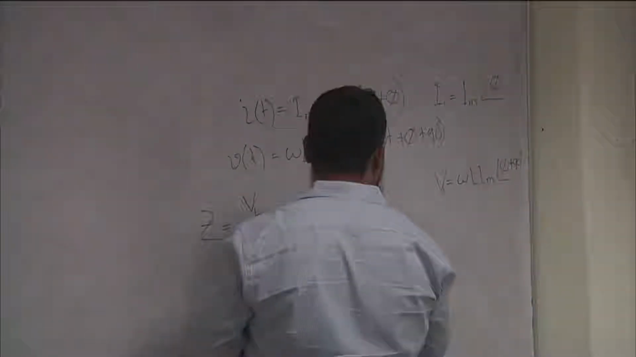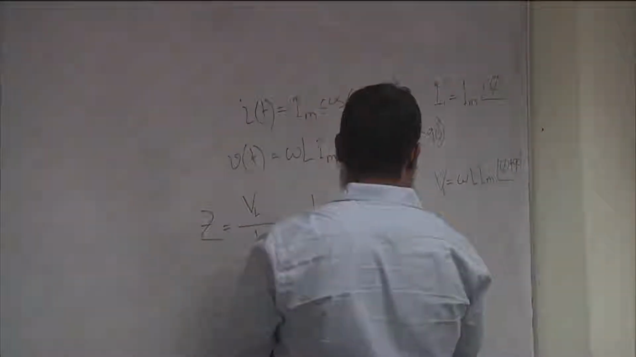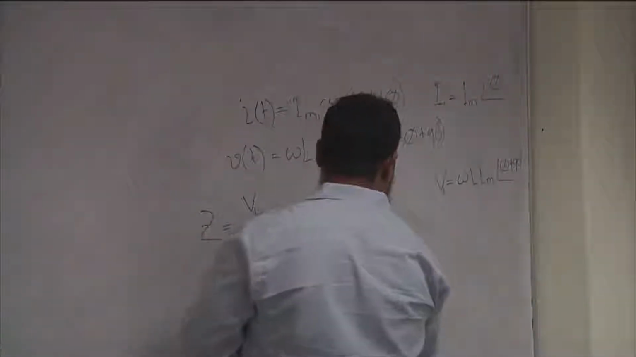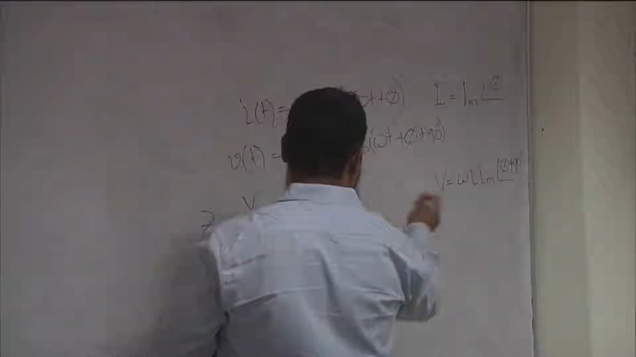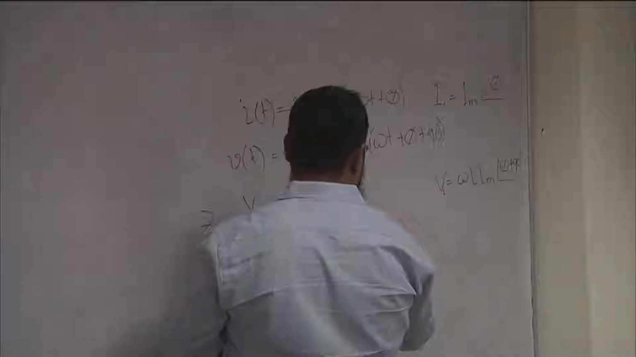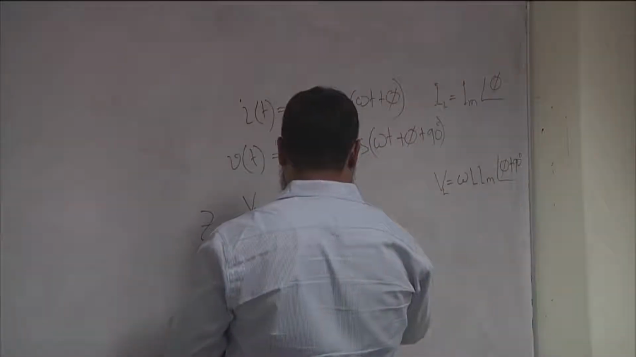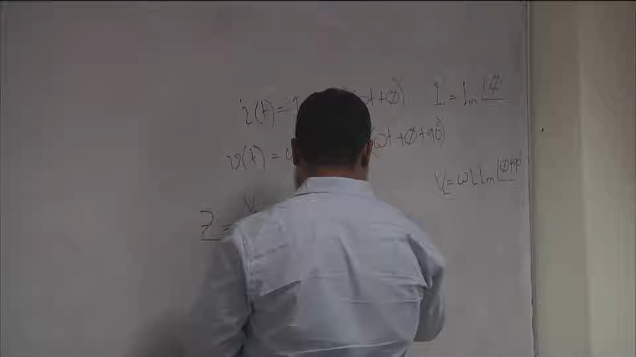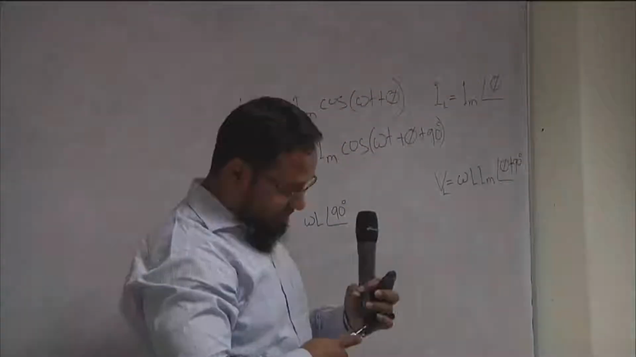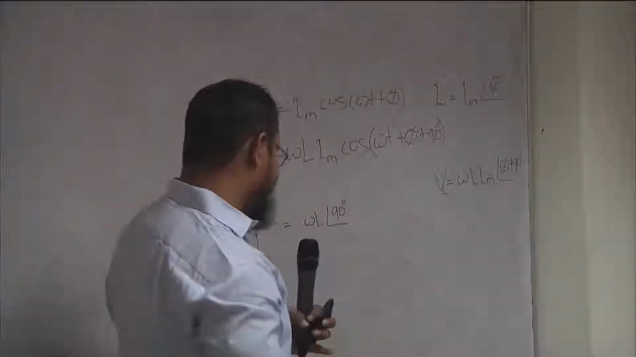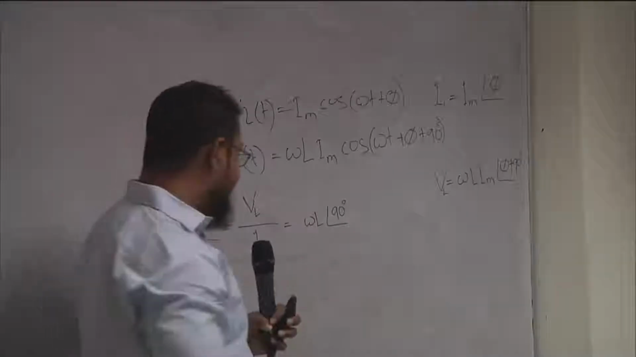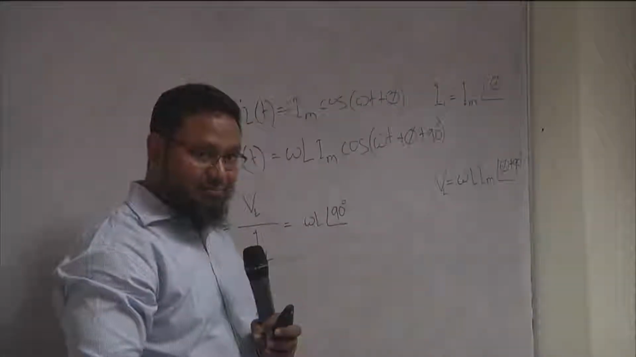Okay, so if you do this math, what do we get? Basically Im cancels out and we get omega L with an angle of 90 degrees. How great is that? We have the impedance for the inductor, which is omega L, and it has an angle of 90 degrees, a positive angle.